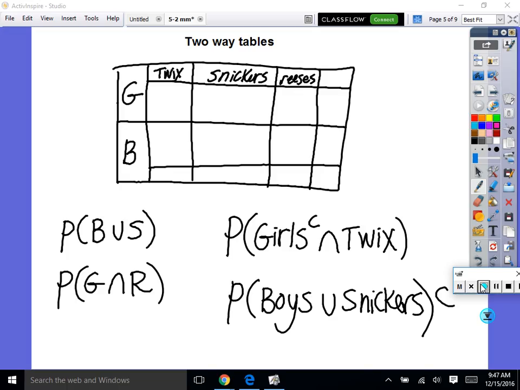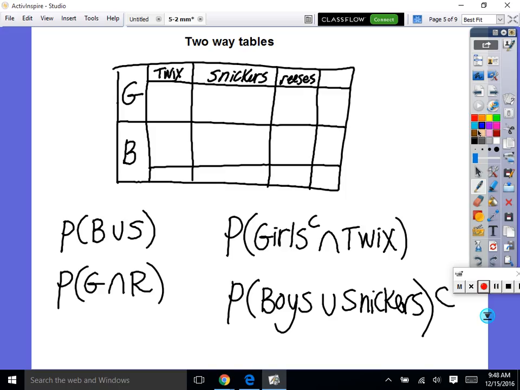So we're going to remember now we're on two-way tables, which is what we did last time. So here we go. Let's answer this question. From the class, you have to vote even if you don't like either. If you had to force yourself to eat a Twix, Snickers, or Reese's, what would you pick? So first of all, how many girls are in this room? Let's include me. 1, 2, 3, 4, correct? 4 girls.